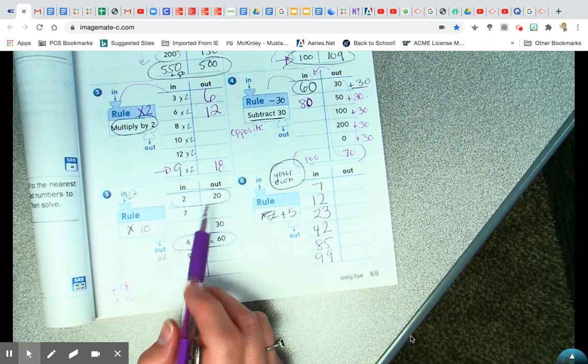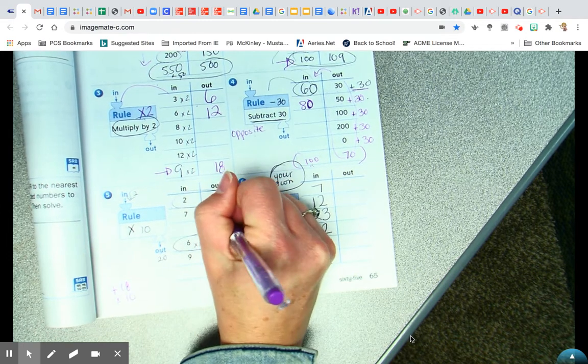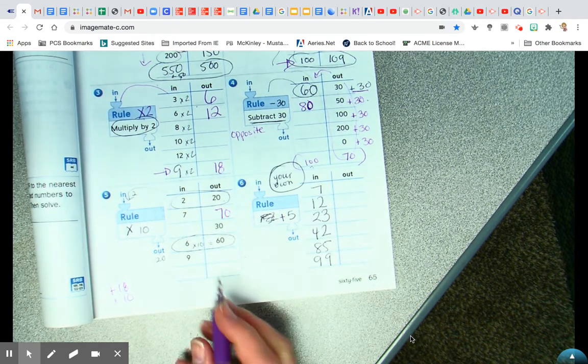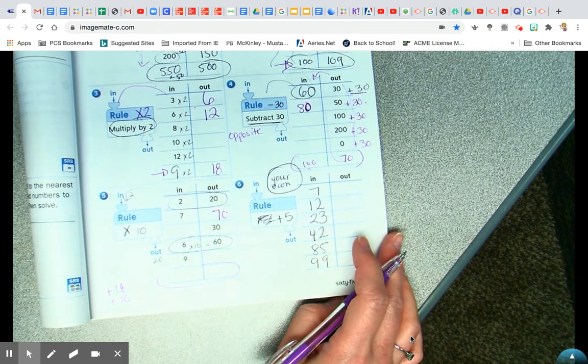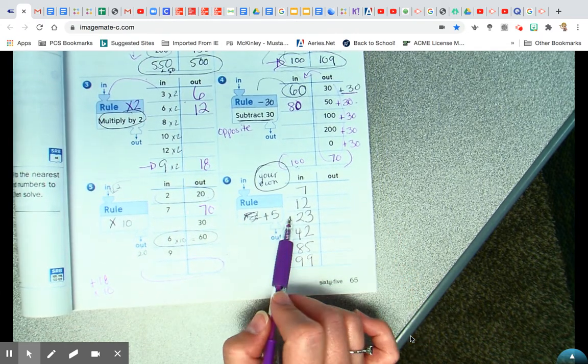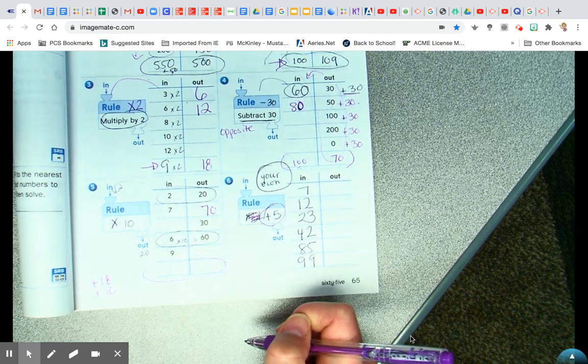This one, 7, put it in times 10, it's going to come out as 70. Here is a blank one. You do your own. Now this one was also your own. I made this one up myself. I did plus 5 as my rule.